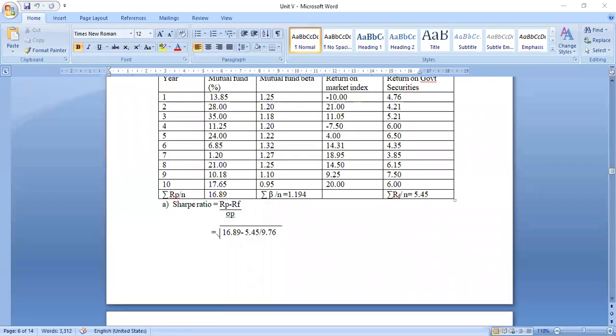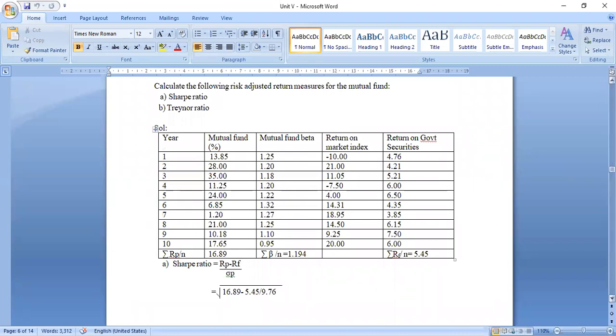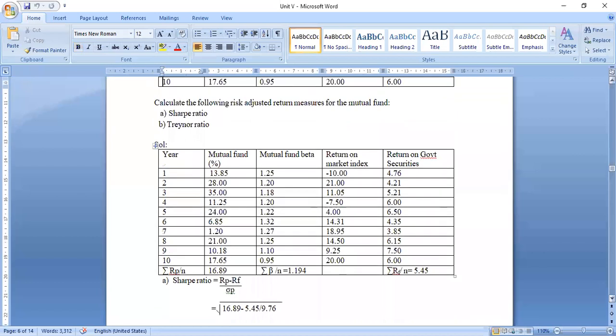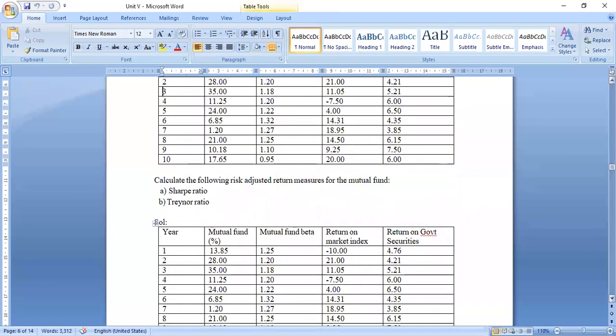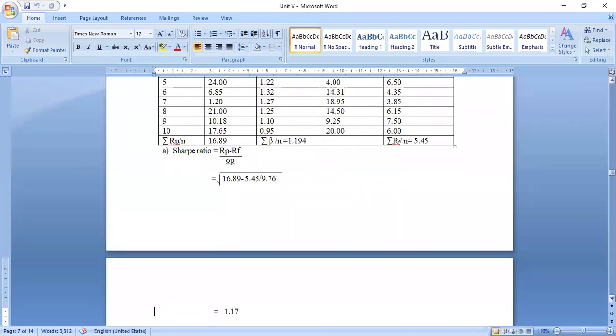Good morning, students. In yesterday's class, I guess we were discussing the second problem on portfolio evaluation, that is, the calculation of Sharpe ratio and Treynor ratio.